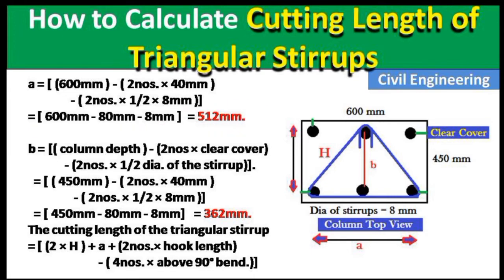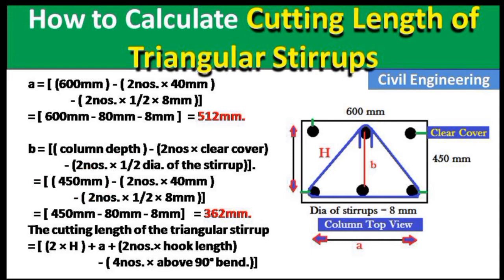So guys, we have easily calculated this value of a. Now it's turn to calculate b. In the same way we can calculate this value b. We have to subtract the clear cover from the depth of the column or width of the column, where width of column is how much, 450 mm, which is here 450 mm.